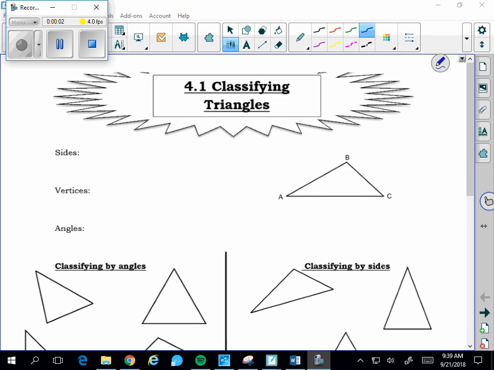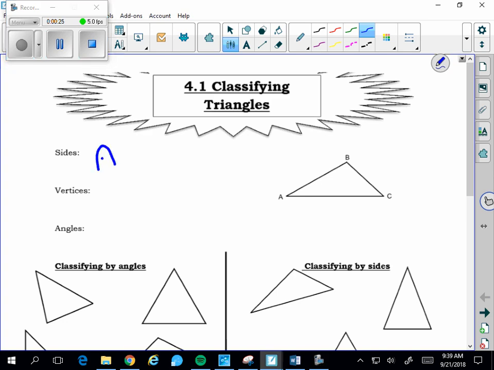Okay, so we are going to start looking at how to classify different triangles. Much like we did with line segments and angles, there's a couple different ways that we can do this. To start off, I want to refresh our memories on how to name sides, vertices, and angles of a triangle. So one way that I am going to name the sides is just like I would name a line segment.